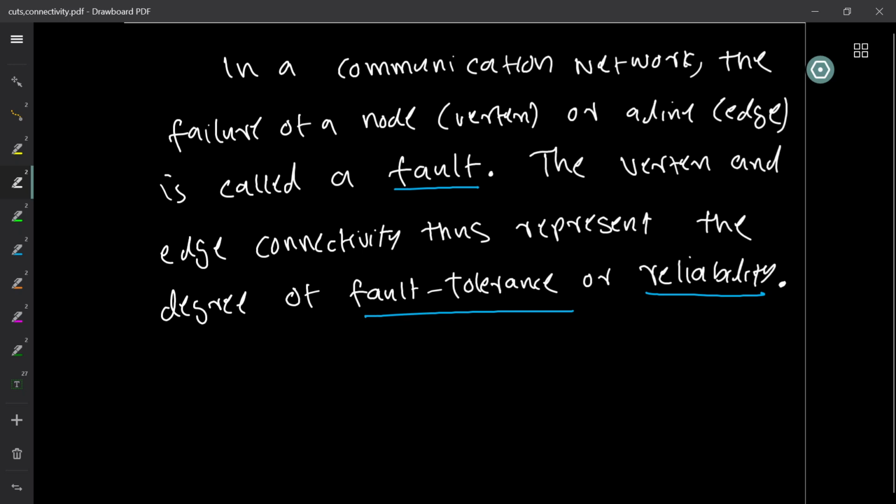Basically, such failures of the nodes are technically called a fault, and the fault tolerance or reliability of the network is represented by the connectivities, the vertex and edge connectivity. One can ask several questions on this, but I will probably not go into that.